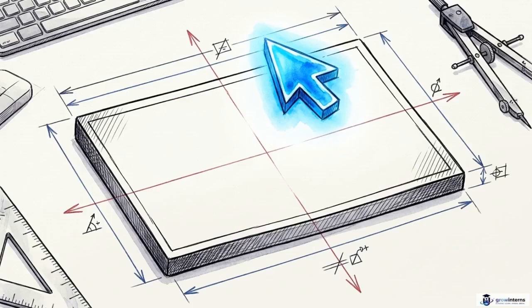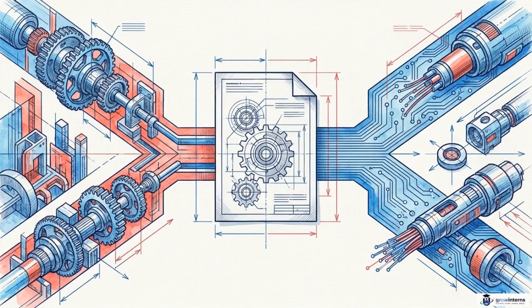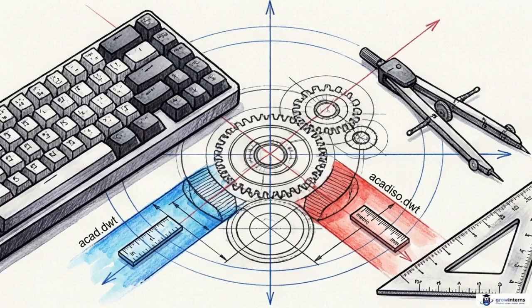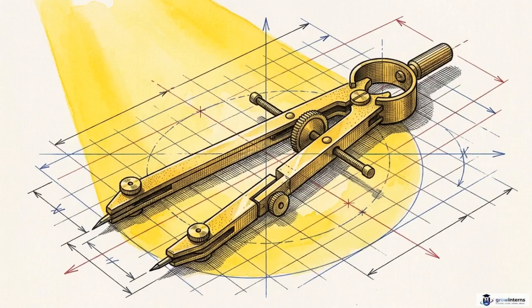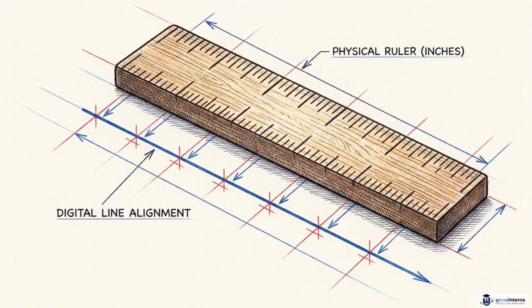The very first critical choice happens before you draw a single line, selecting the correct template file to define your universe's measurement system. You choose a CAD.dwt for imperial inches or a CAD ISO.dwt for metric millimeters. Once that is set, you must obey the golden rule of AutoCAD's model space. You always draw at a 1-to-1 scale.